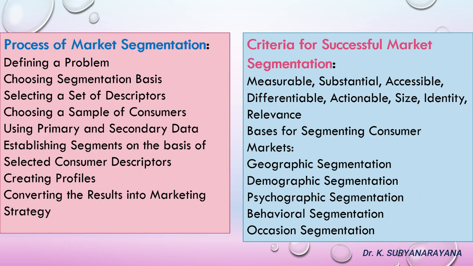Using primary and secondary data. When the marketers collect the data from the sample of consumers, they may use both primary data collection method and secondary data collection method. Establishing segments on the basis of selected consumer descriptors. The marketer should form the segments by defining and by drawing a line between the different segments. This helps in ascertaining as to which segment each sample consumer may belong.